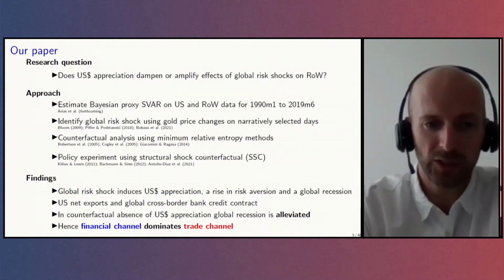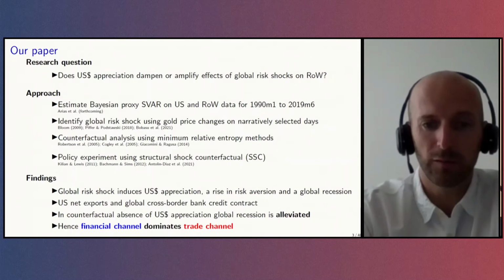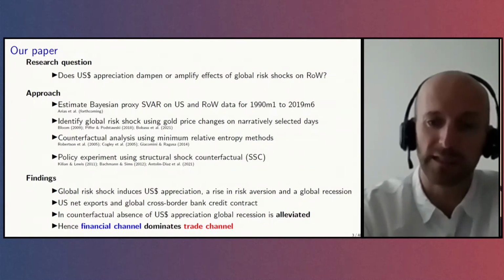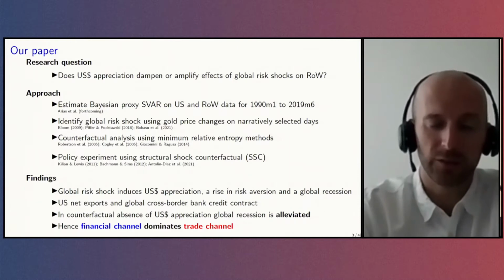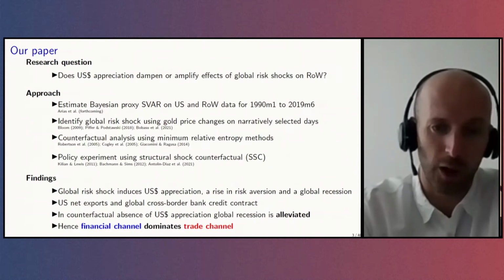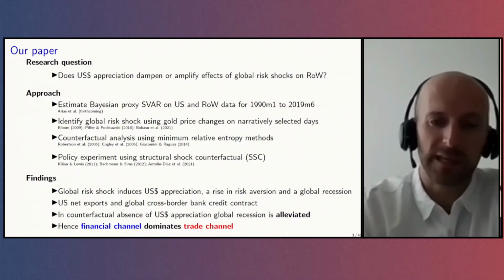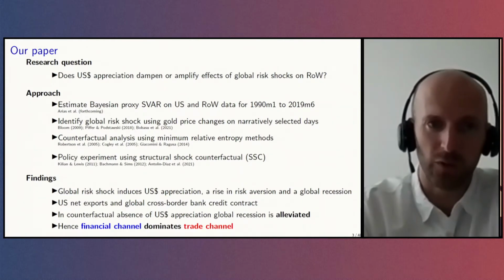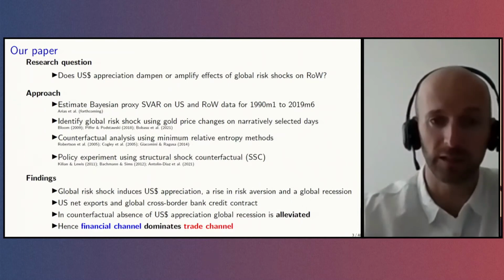Now, in this counterfactual, which is characterized by the dollar not appreciating in response to a global risk shock, we find that the global recession is alleviated. Okay, it is less deep. And that implies that dollar appreciation in net terms amplifies the contractionary effects of global risk shocks. And in other words, the financial channel is dominating the trade channel, which I think is, let's say, expanding the conventional wisdom about the role of the dollar, of exchange rate variation, for absorbing the effects of shocks.